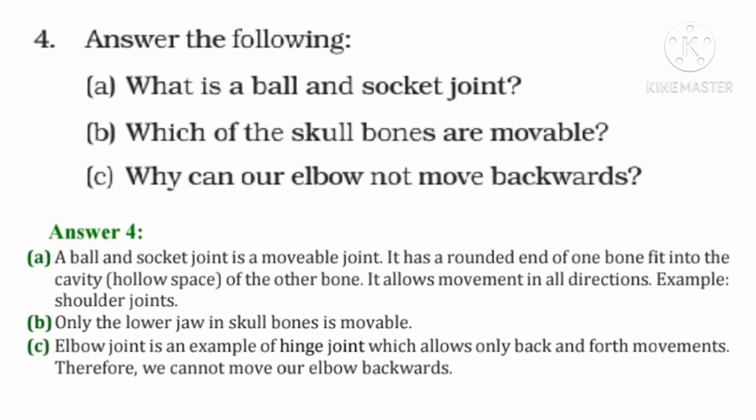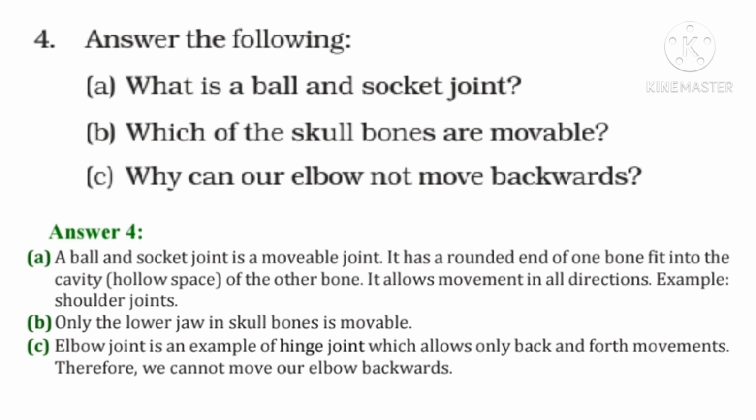Next is answer the following. First question, what is a ball and socket joint? We already discussed in our previous class about different types of joints. A ball and socket joint is a movable joint. It has a rounded end of one bone fit into the cavity, that means a hollow space of the other bone. It allows movement in all directions. Example, shoulder joints.